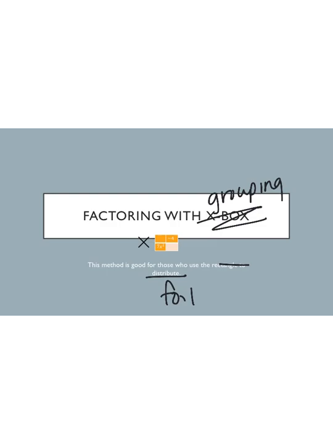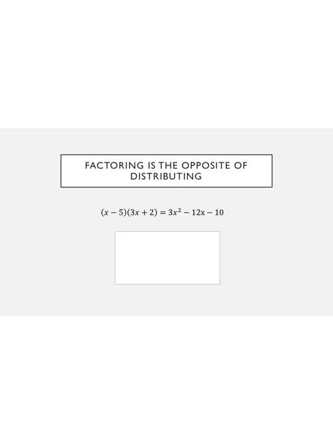Okay, so here is factoring with grouping, and if you don't use one of these and you just use FOIL, this is probably the method that will make the most sense to you. The first thing you need to recognize is factoring is the opposite of distributing.